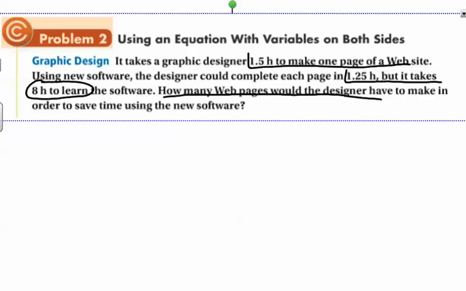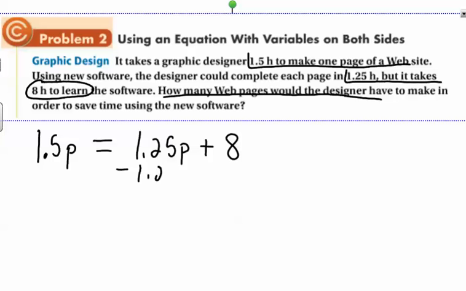So I guess what I'm going to say is, okay, it takes me 1.5 hours per page. So if I say 1.5p, so if I did like 5 pages, it'd be 5 times 1.5, is the same as 1.25p plus the 8 hours it took to learn the new software. So on this, which one's bigger, 1.5 or 1.25? Well, 1.25 is the smaller guy.